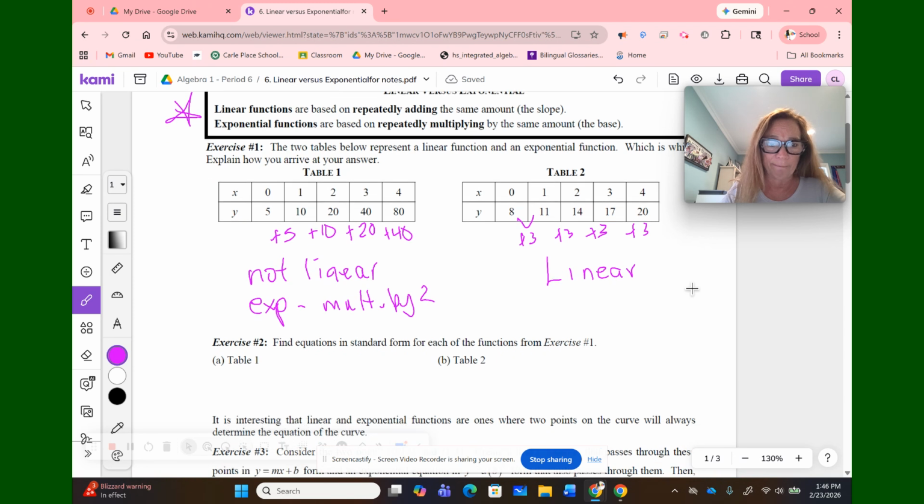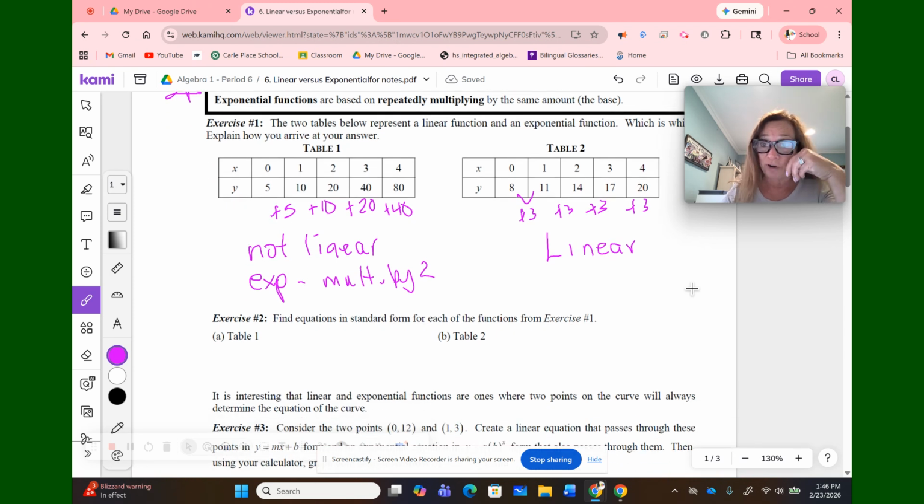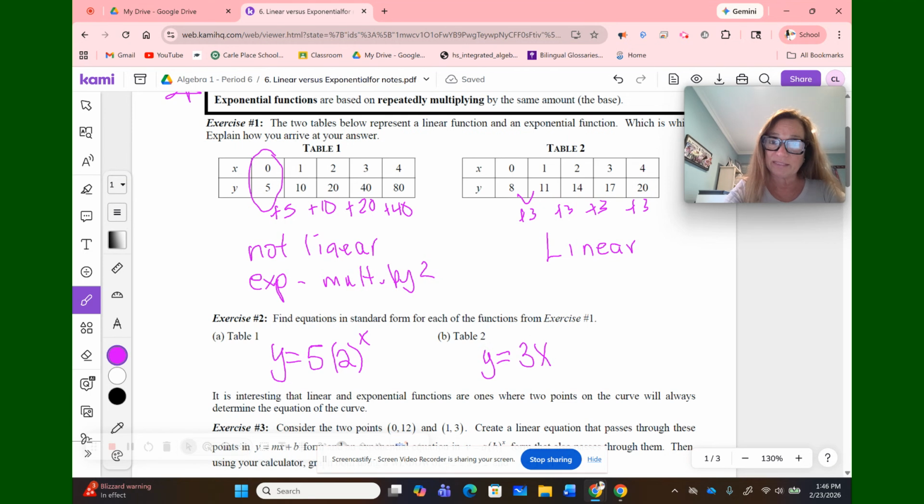Okay, so that's linear. So now you can do regression on the calculator, and I will post a video specifically on regression. But what you want to do is start at 5. And what number are you multiplying by? And then raise it to the x. Now, as long as that 5 is at 0, you don't have to do the -1 thing. So it's basically, where do I start? What am I doing? Exponent. Okay. Now for linear, I'm going to use y equals mx plus b. So I know the slope is 3 because that's the constant rate of change. And then the y-intercept is 8.